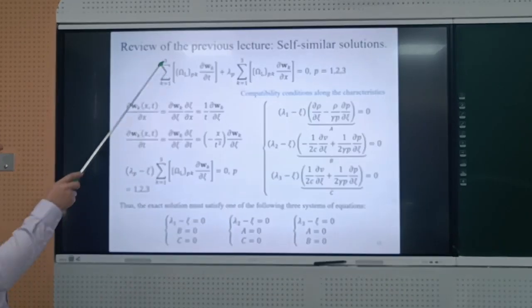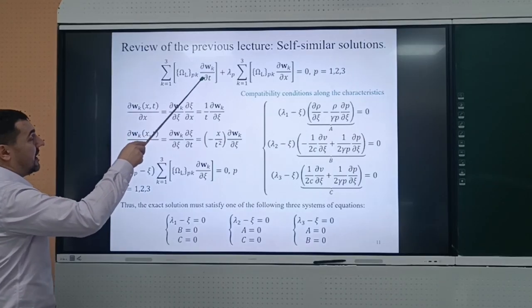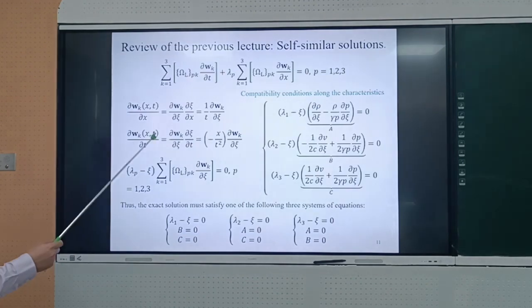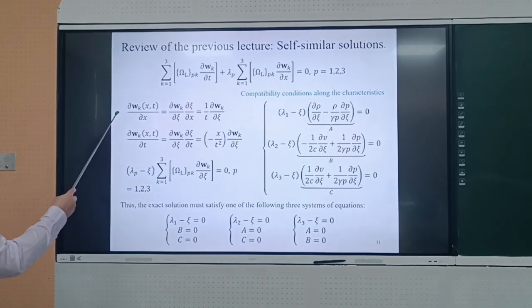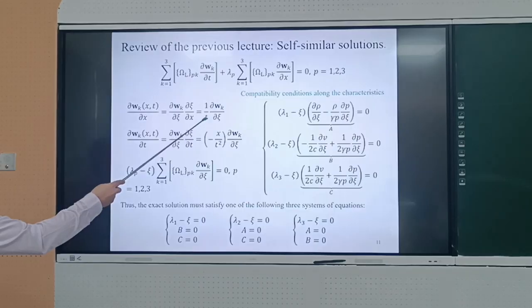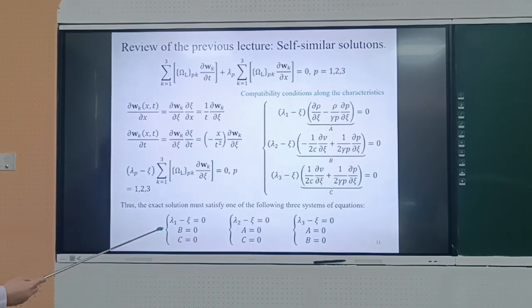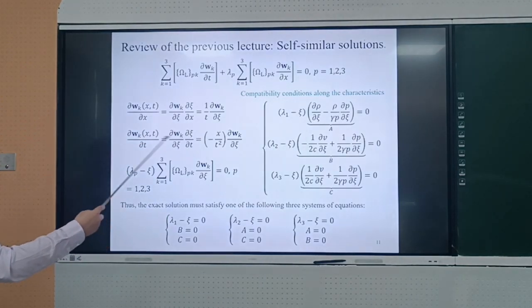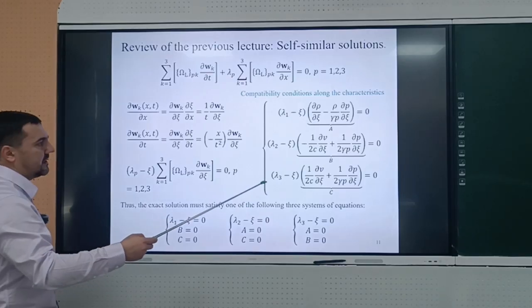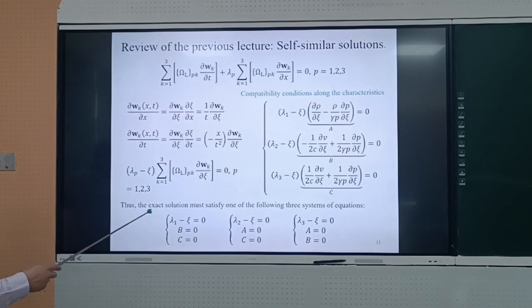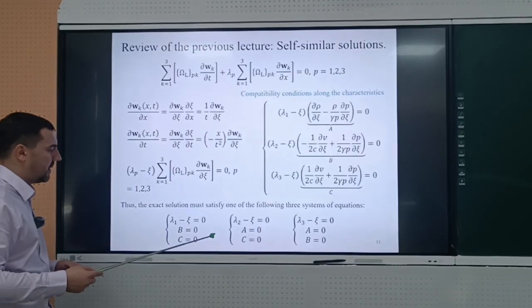But after that we said, okay, let's say that now W_k, where W is a vector of primitive variables, should be a self-similar solution. It means that dW_k/dx equals this one, and dW_k/dt equals this one, and we put them in compatibility conditions along characteristics and obtain this system that can be written in the component-wise form like this one, and said that the exact self-similar solution must satisfy one of the following three systems of equations.